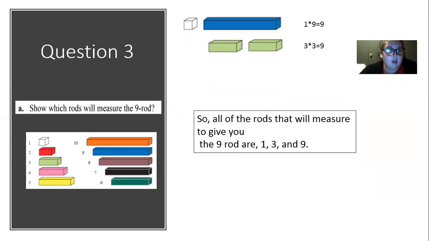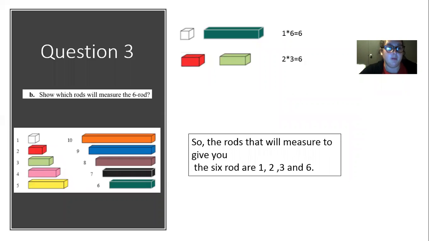So in part A, they want to know which rods will measure the 9 rod. So if we look at this chart down here at the bottom, the 9 rod is that light blue one right under the 10. So we're going to think about this in terms of multiplication. That white cube up top, we're going to use as our symbol of 1. And the 9 rod, we're going to use as our symbol of 9. So we've got 1 times 9 gives us 9. And we're going to look at 3 also. And we've got 3 times 3 equals 9. So all the rods that will measure to give you the 9 rod are 1, 3, and 9. Okay.